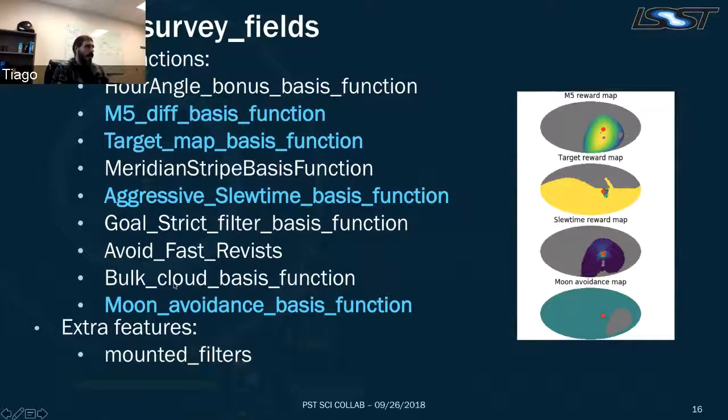Then we have the clouds, which basically, if the cloud is above a certain threshold, the survey won't be observable. And the moon avoidance, to avoid going too close to the moon. We also add the mounted filters as a feature, because the U-band is not always on the camera. So when the U-band is not on the camera, the survey with the U-band won't be observable. This is a decision that the survey takes from that feature.